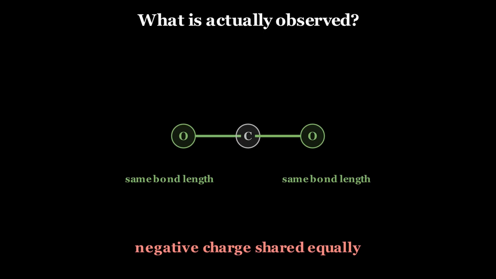And why do we have to choose one over the other? Neither. And that is not a failure of our rules. It is a concept in chemistry called resonance, which we'll be discussing in the next video.